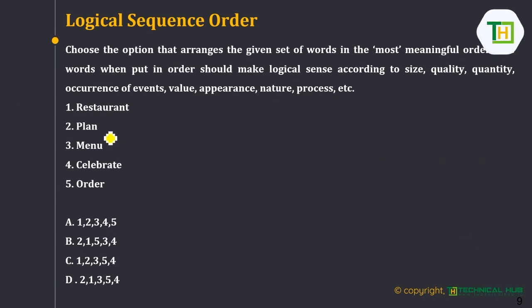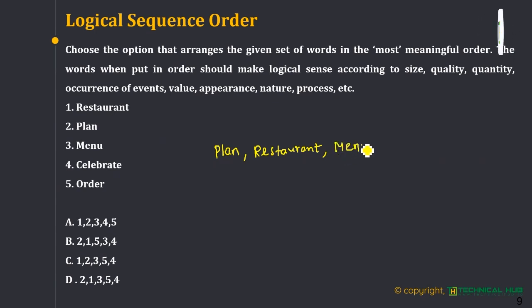See, restaurant, plan, menu, celebrate, and order. What we have to do, first of all, is plan ourselves, right? Where we have to go. After planning, you will go to a restaurant, and in the restaurant, you will ask for a menu.